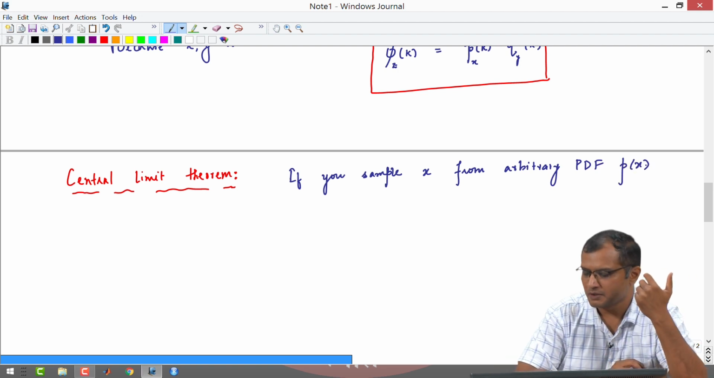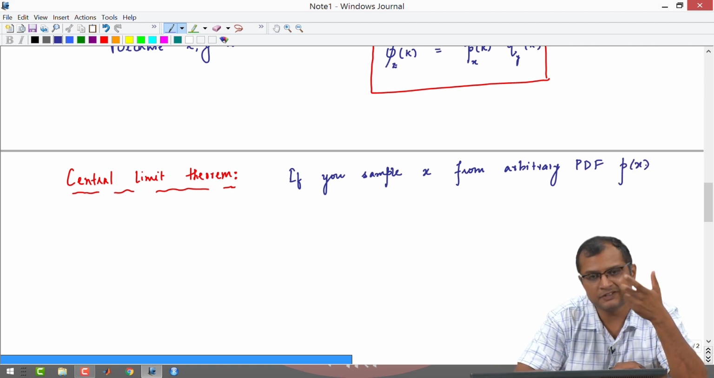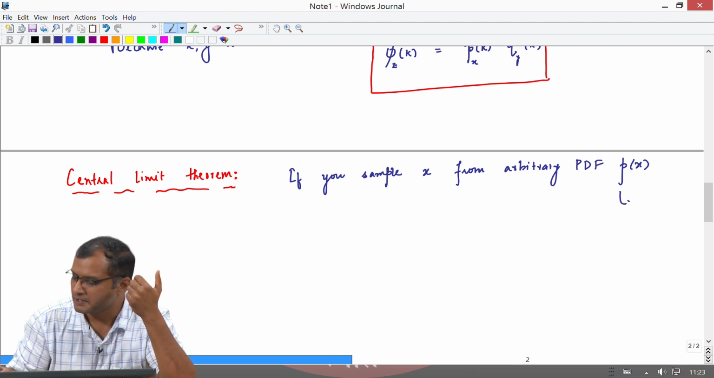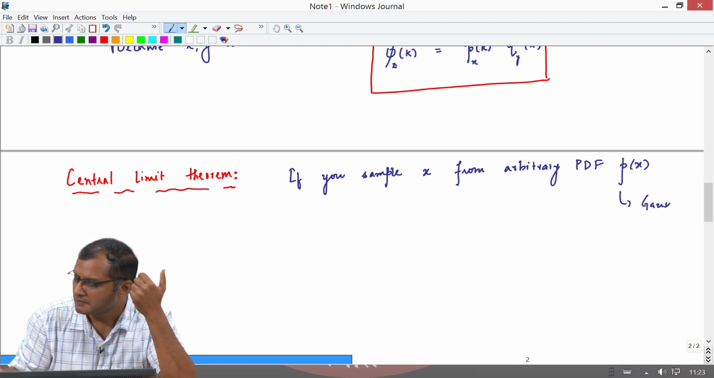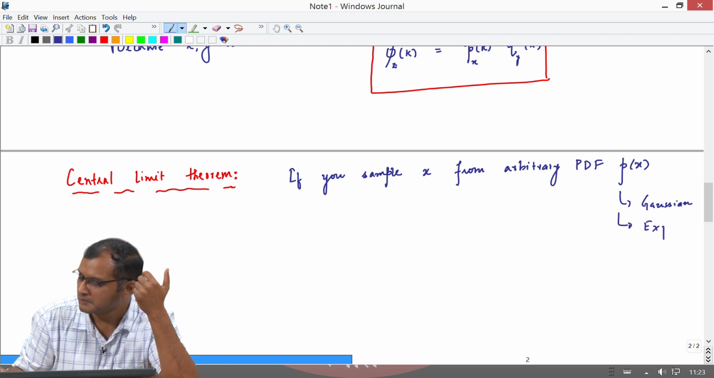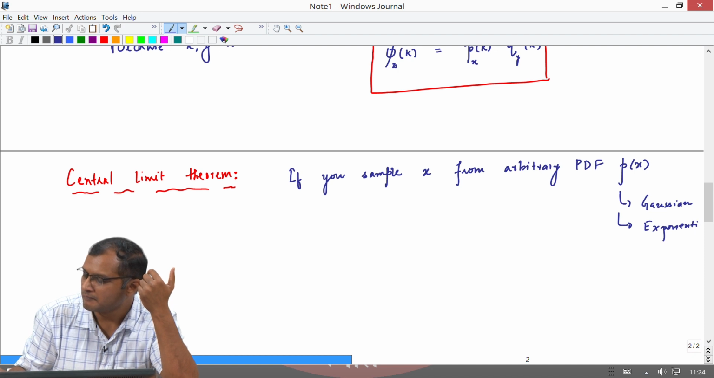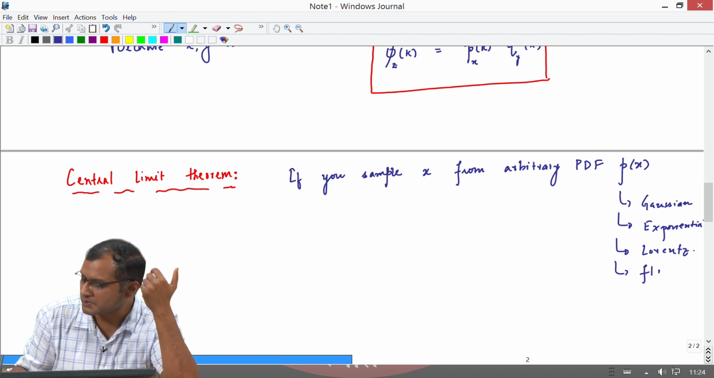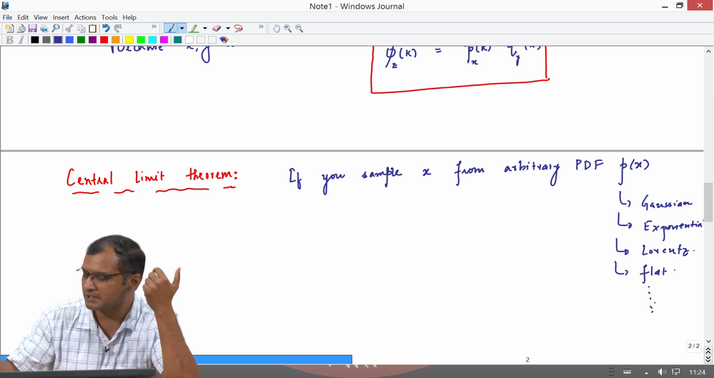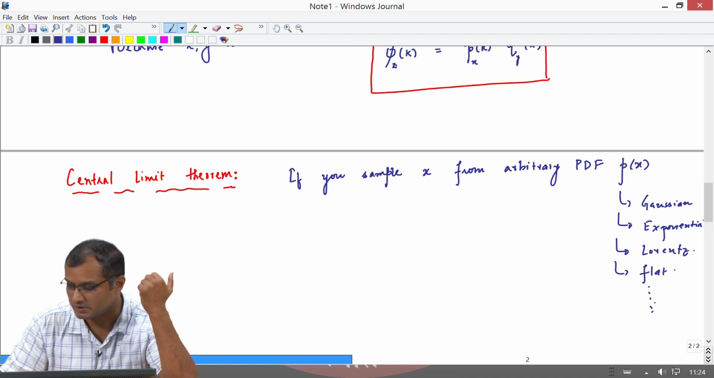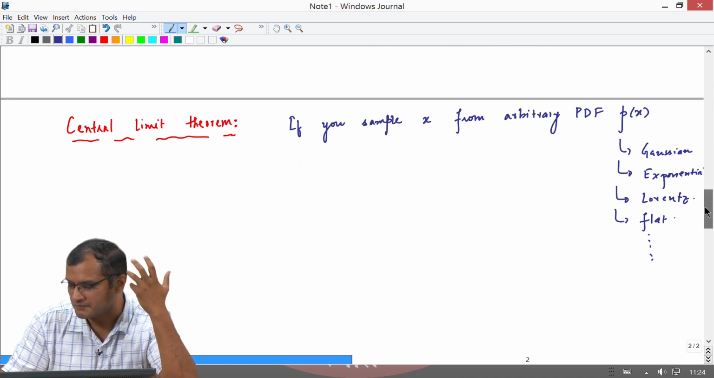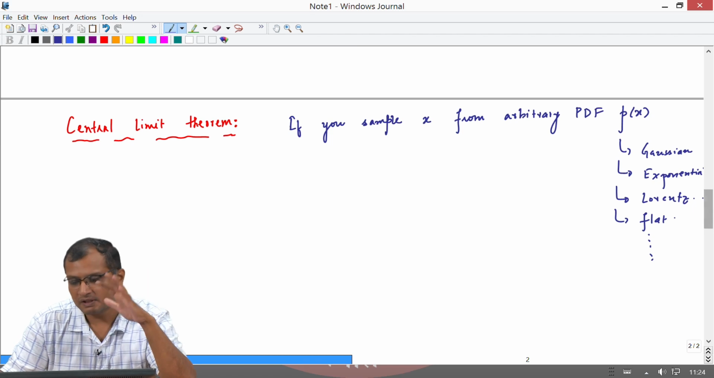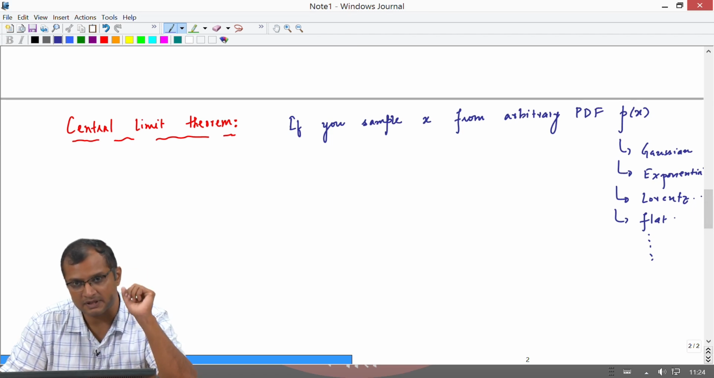Okay. So, you sample x from an arbitrary PDF. This PDF could be anything. It could be Gaussian, it could be exponential, it could be Lorentz distribution, it could be a flat distribution, and so on. You could take it to be any distribution observed in nature, and you sample the random variable from this distribution.